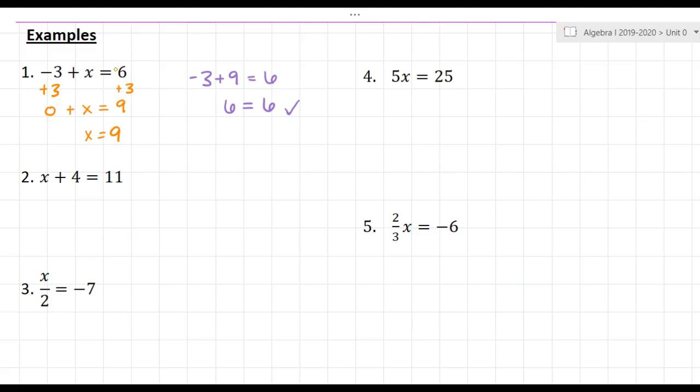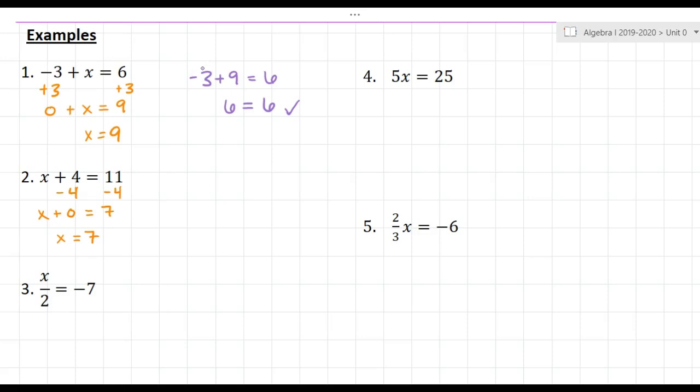Number 2, x plus 4 equals 11. I want to leave the x where it's at and move the 4. Since I have a positive 4, I need to subtract 4 from both sides. Plus 4 minus 4 is 0. 11 minus 4 is 7. X plus 0 is just x. So I get x equals 7.